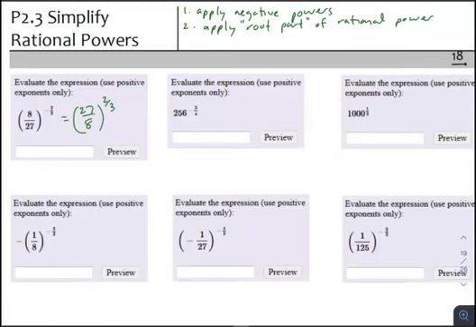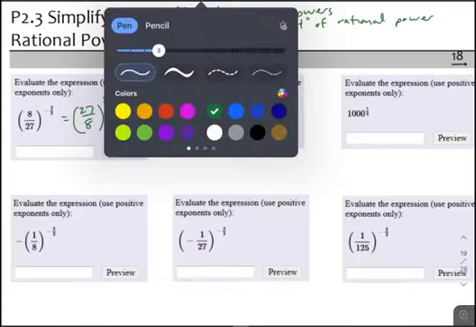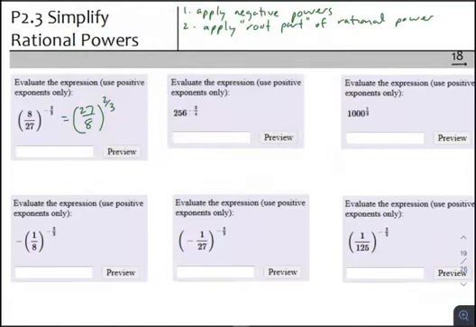Now my second step here is to do one of two things. For most of these, in my opinion, it's easier to think about the rational power by applying the root part of that power. What that means is the index here, this power of 1/3, is actually the third root, the cube root of that.